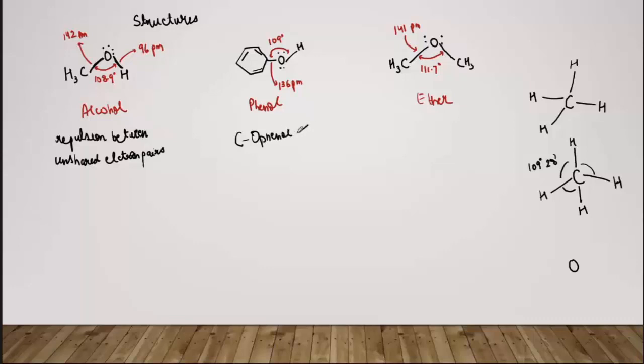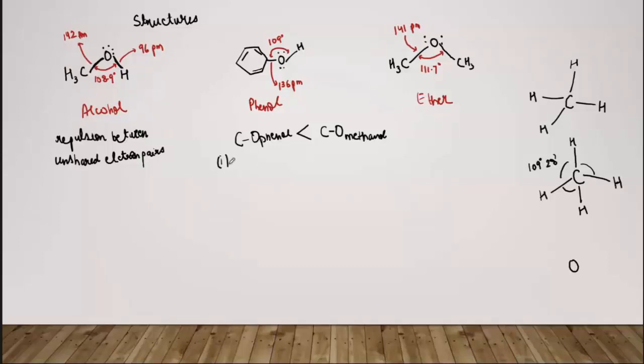The CO bond length in phenol is less than the CO bond length in methanol. You can see, in methanol it is 142 picometers, and in phenol it is 136 picometers. So why is this bond length less? There are two reasons for this. First is the partial double bond character due to the conjugation of the lone pair of electrons on the oxygen atom. And why does this happen?